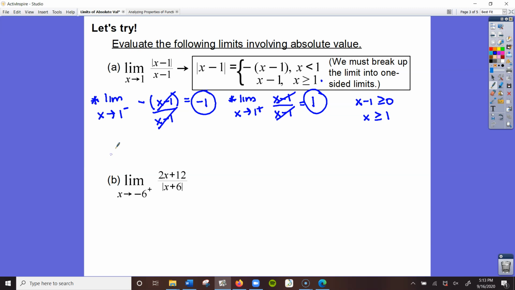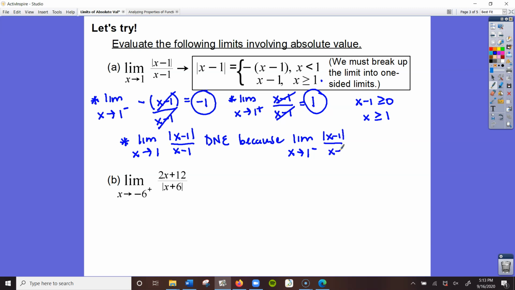From here, I have to compare the left side with the right side, and I notice that they're not the same value. So this means that the limit as x is approaching 1 of the absolute value of x minus 1 over x minus 1 does not exist. And the reason for this is because the limit as x is approaching 1 from the left of the absolute value of x minus 1 over x minus 1 does not equal the limit as x is approaching 1 from the right of the absolute value of x minus 1 over x minus 1.